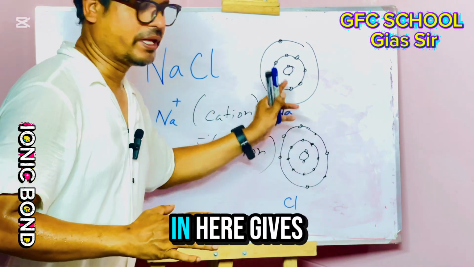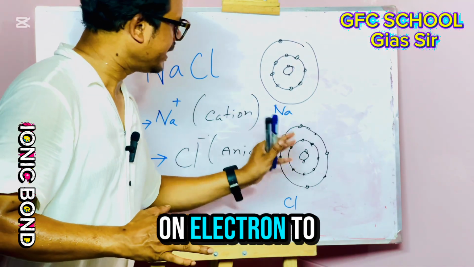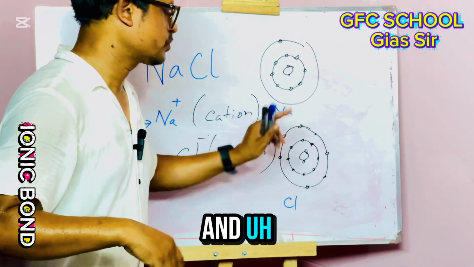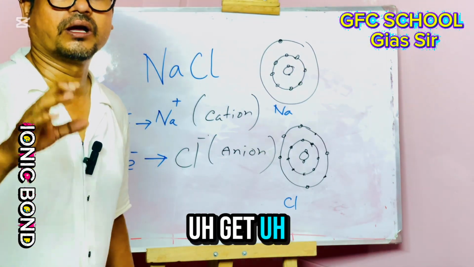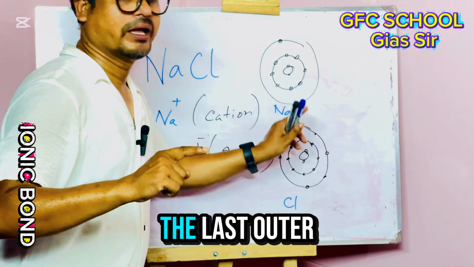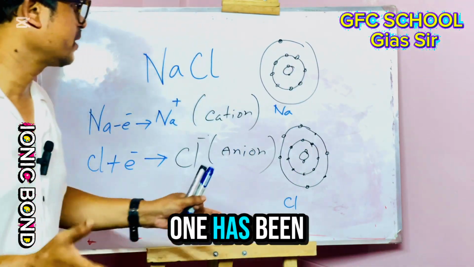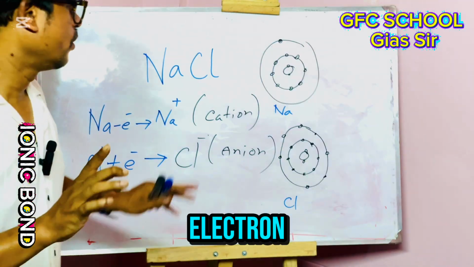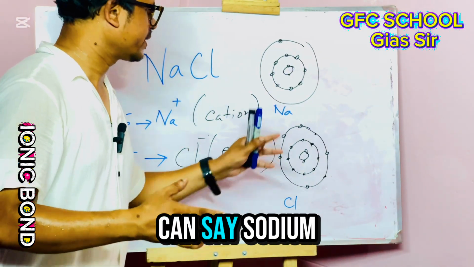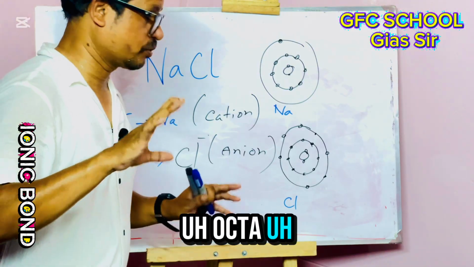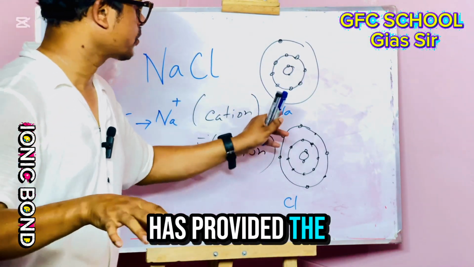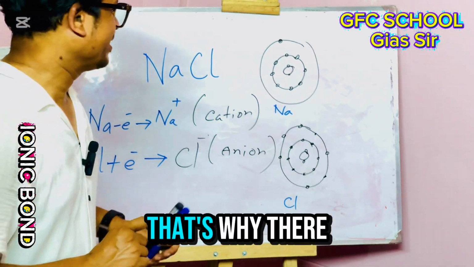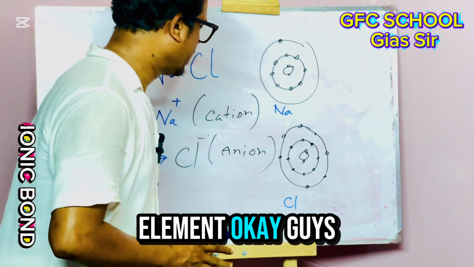Guys, if sodium gives one electron to chlorine, chlorine will get 8 electrons in the outer shell, and sodium will have 8 electrons in its outer shell, because its one electron has been given to chlorine. That's why the second shell has 8 electrons. So in conclusion, sodium has followed the octet rule and chlorine has followed the octet rule. That's why they become stable, like inert elements. Okay, guys, very simple here.